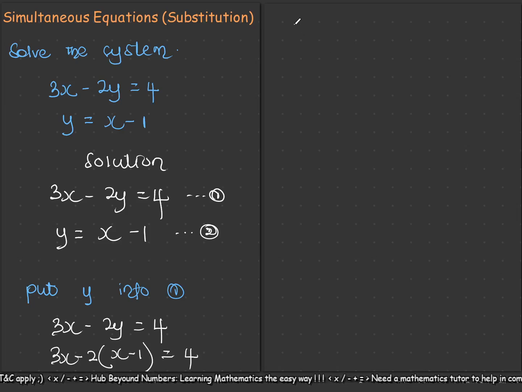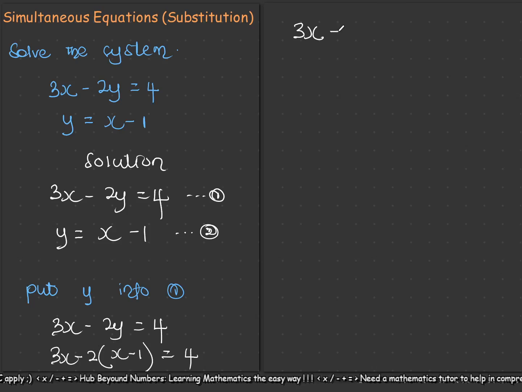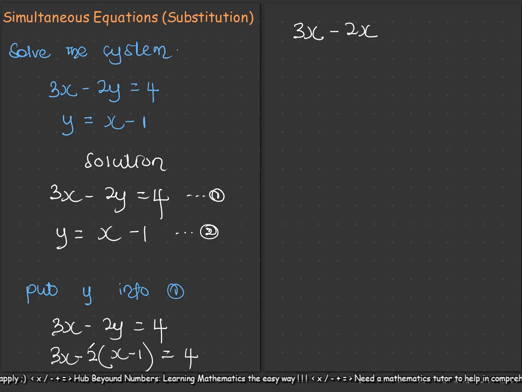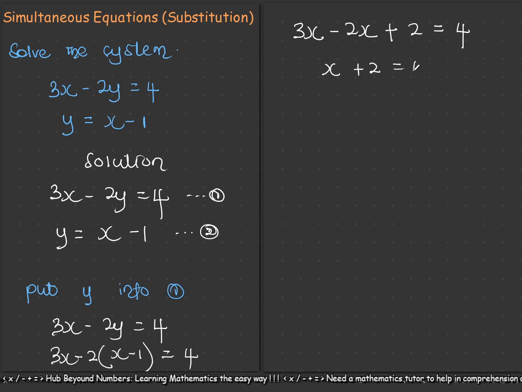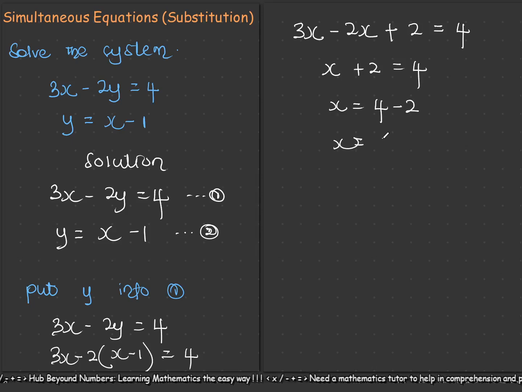Simplifying further, we have 3x, and 2 times x gives us a negative 2x. Then the negative 2 times 1 would give us a positive 2, is equal to 4. Simplifying further, we have 3x minus 2x, which gives us x plus 2 equals 4. Making x the subject, we have x equals 4 minus 2, and 4 minus 2 gives us 2. So now that you have your x, you put the x into any of these equations to solve for the y.